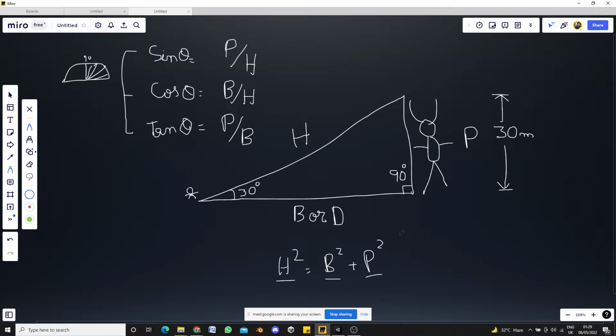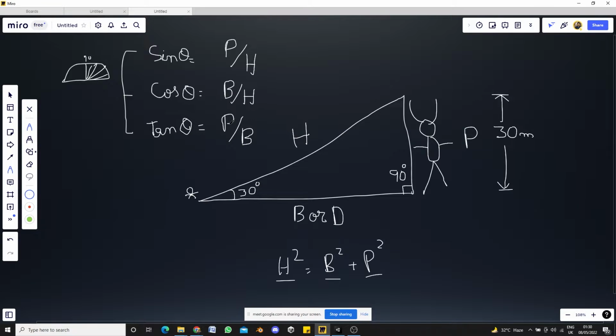Now tell me, Aryan, do we have all the values? So what is the value of theta in this, Aryan? 30. And why is it 30? Because the angle is 30, because the person is seeing the monster at 30-degree elevation. Great, yes, no problem. And do we have the perpendicular?